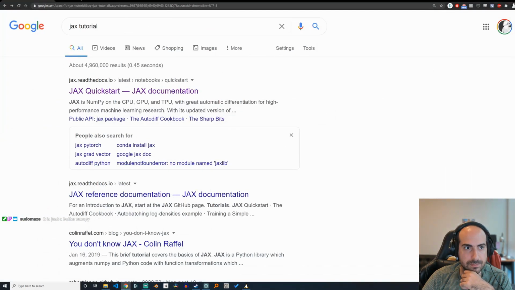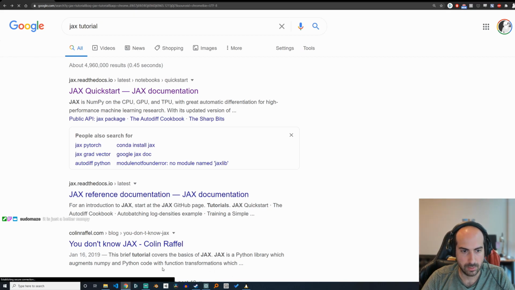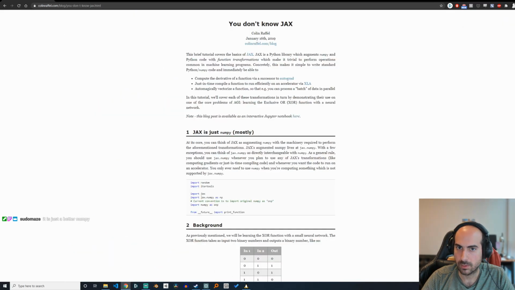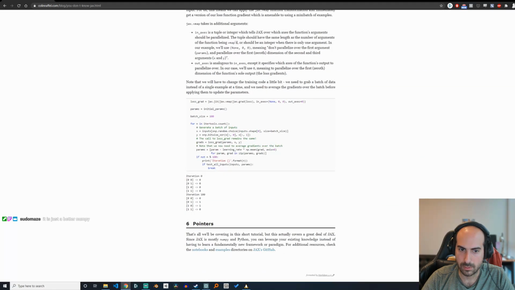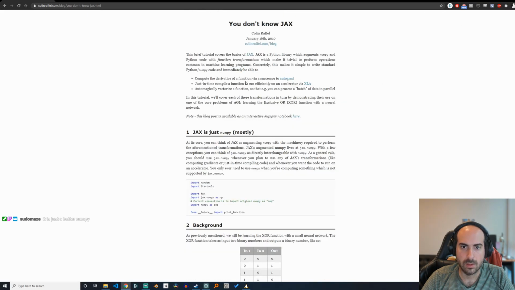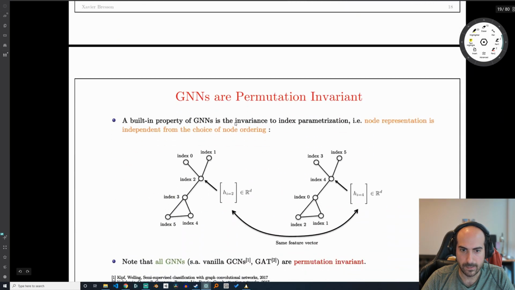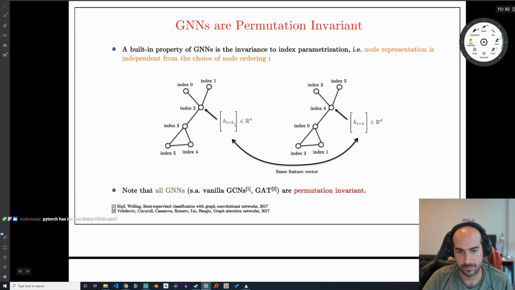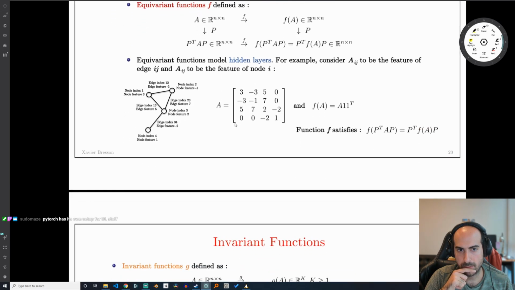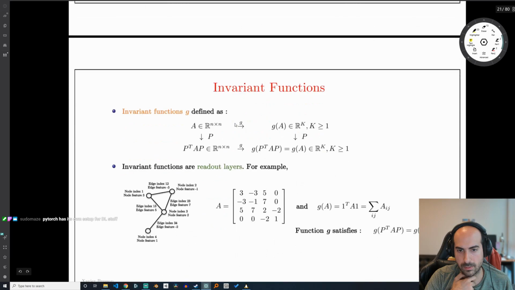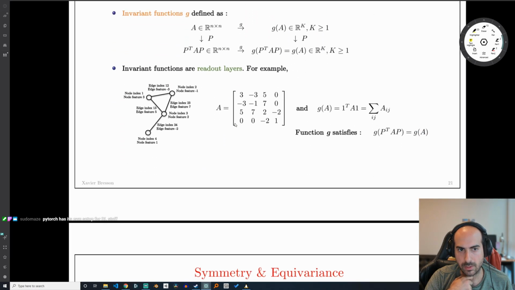Let me go here. All right. Equivariant functions, invariant functions, or readout layers.